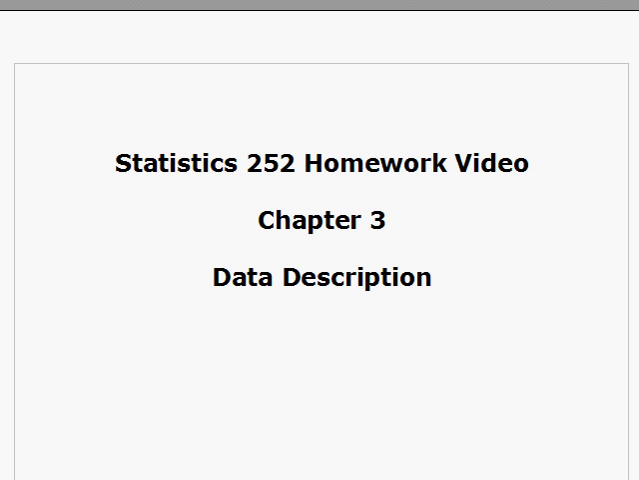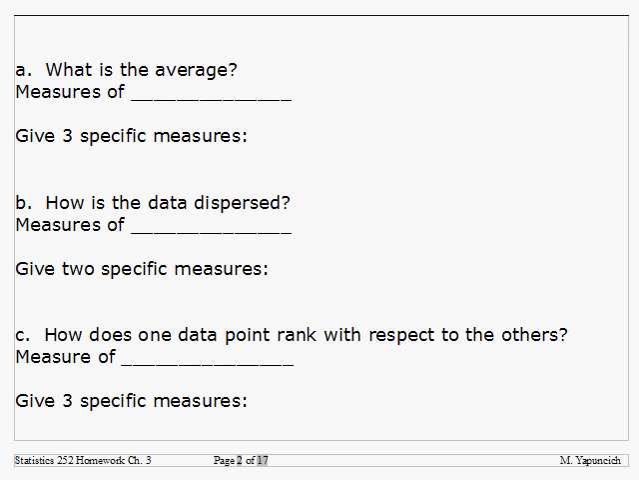This is a video for Statistics 252 on the homework for Chapter 3. Let's start off with some definitions. And if you aren't sure where these definitions are, you can look at the heading or the first page of Chapter 3 and you'll see all these terms listed right there.